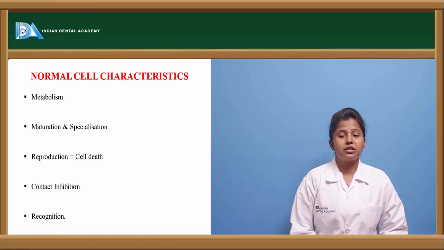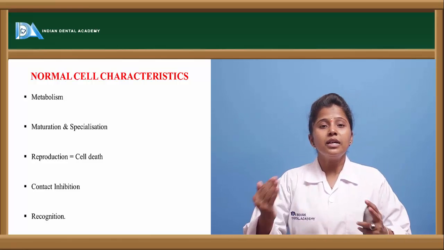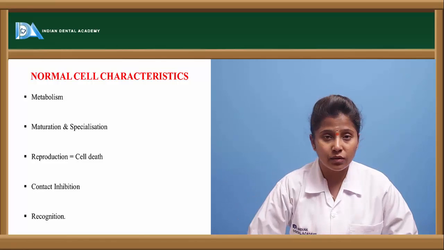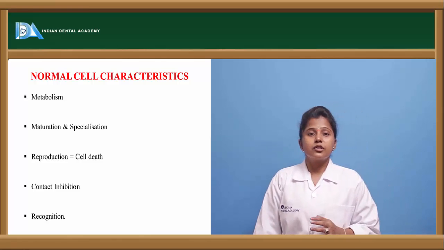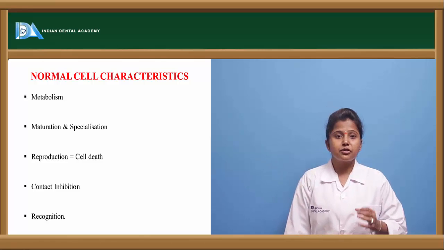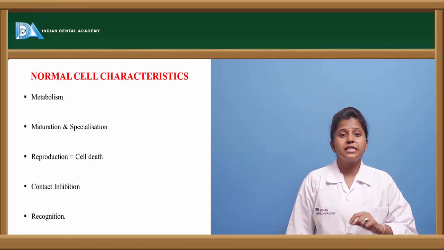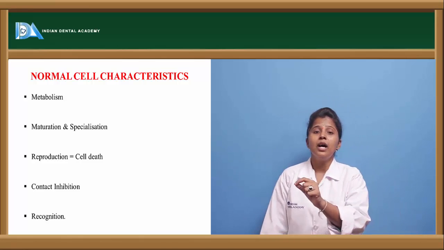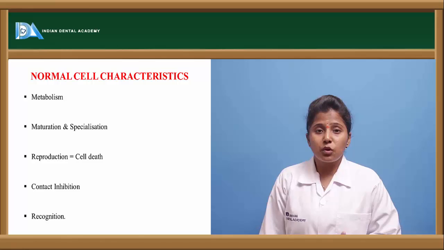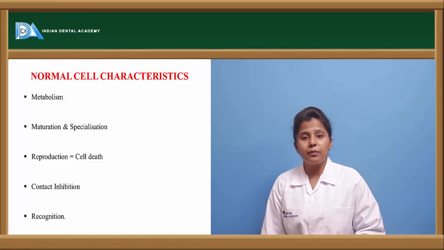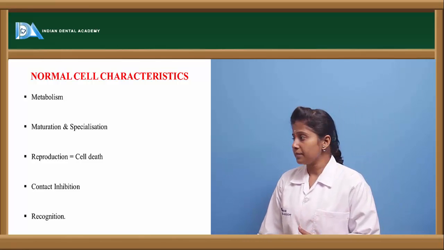And contact inhibition. So what is this contact inhibition? When the cell divides, it forms a new layer around it, forming a thick wall around the cell. This contact inhibition is one of the characteristic features of the normal cell, and it is not observed in the cancer cell. And recognition. Each and every cell has its own structure and own function by which it is recognized. Hepatocytes don't have the same function as cardiocytes, and cardiocytes won't have the same function as myocytes. In the same way, myocytes won't have the function of neurons, which are the cells of the brain. Each and every cell has its own characteristic structure as well as function.